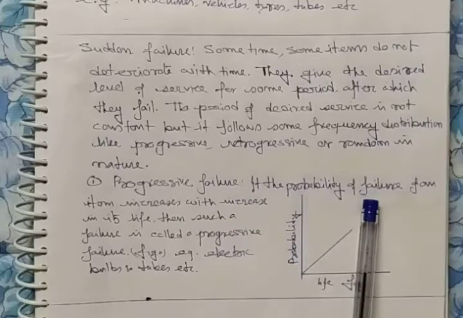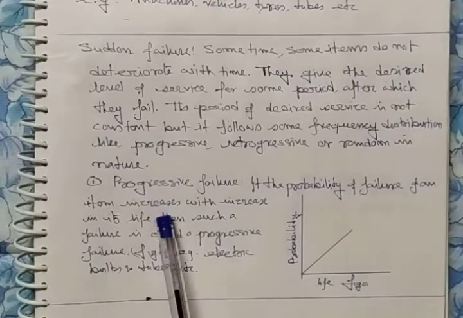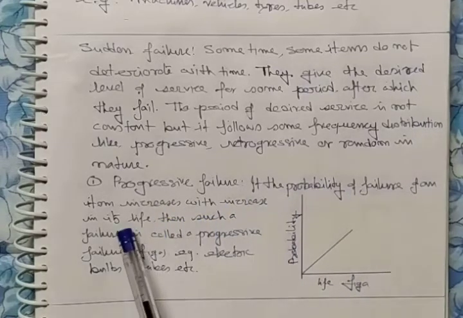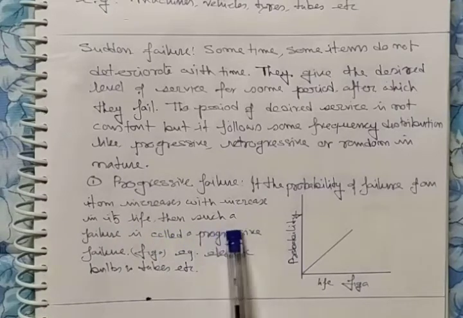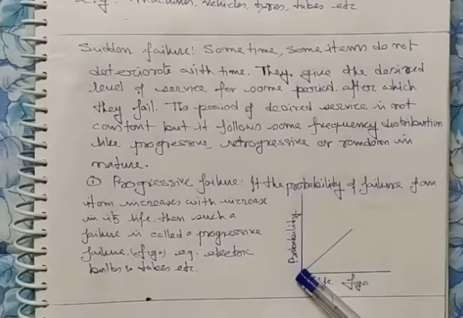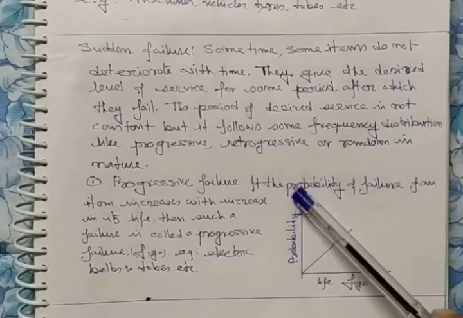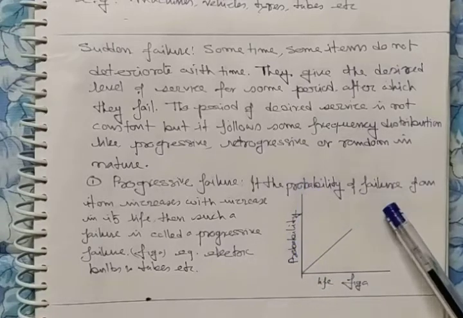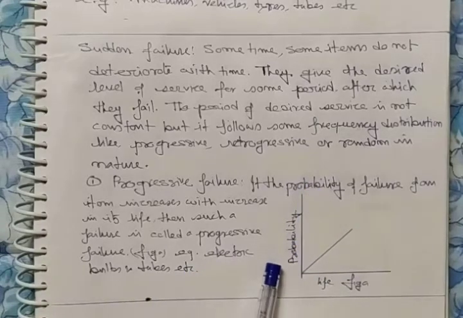If the probability of failure of an item increases with increase in its life, then such type of failure is called progressive. Here, this axis is the probability and this is the life. So as life increases, probability of failure increases. Examples are electric bulb, tube, etc.